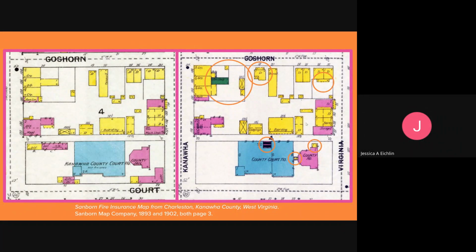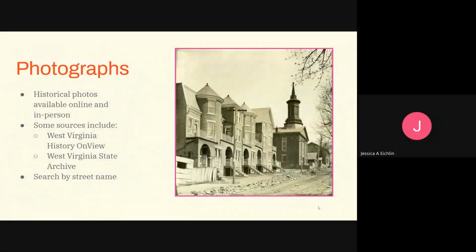And the last resource I'm going to talk about for the research section are photographs. If you can find photographs of the building you're researching, they can be a great resource to show physical changes over time. And there are some online repositories for the state, but many smaller organizations like your local historical society or your local library may not have digitized photos, so you may have to go visit in person.